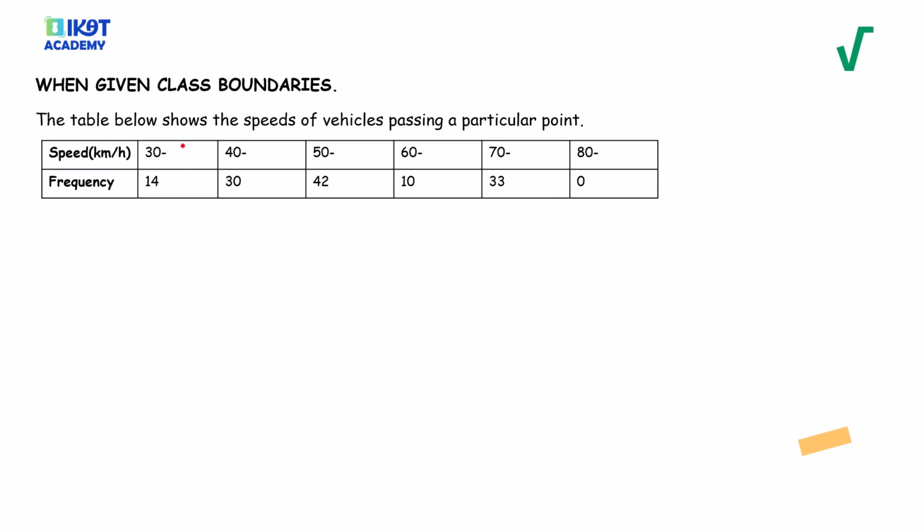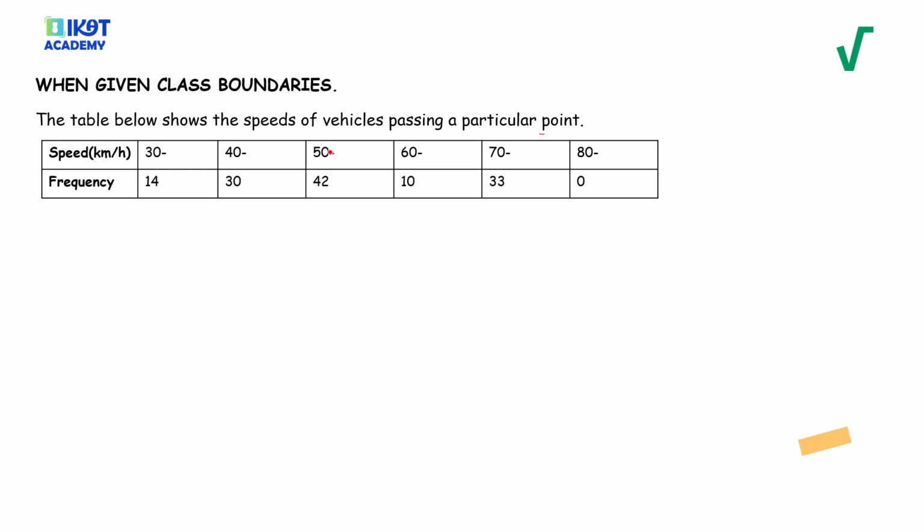Now, when you see a question where you've been given dashes to complete like this, usually it means you've been given class boundaries. For example, for this question. However, I'm going to give us an example so that we don't cram it like that. Here, the table below shows the speeds of vehicles passing a particular point. It's a normal statistics question, but once you see this, that's already giving us a clue.